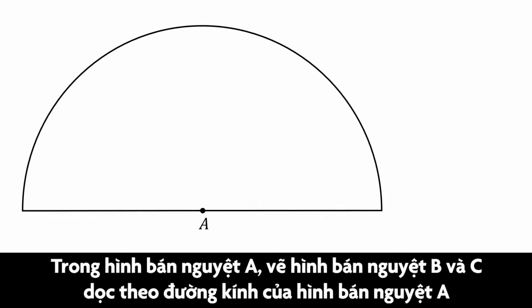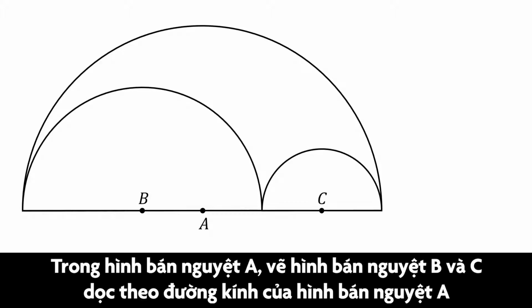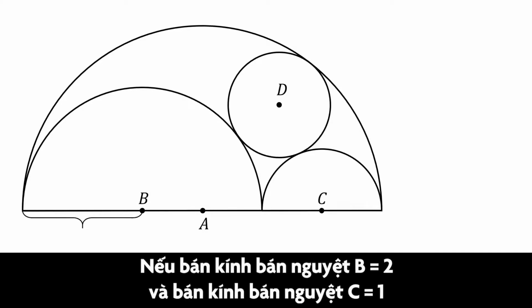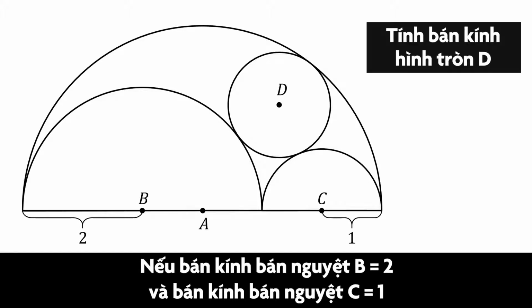In semicircle A, construct semicircles B and C along the diameter of semicircle A. Then construct circle D, which is internally tangent to semicircle A and externally tangent to semicircles B and C. If the radius of semicircle B is equal to 2 and the radius of semicircle C is equal to 1, solve for the radius of circle D.